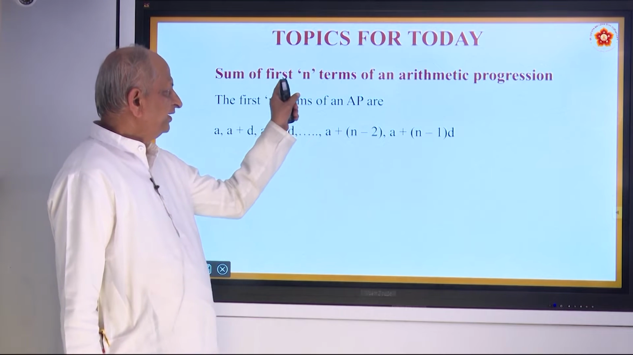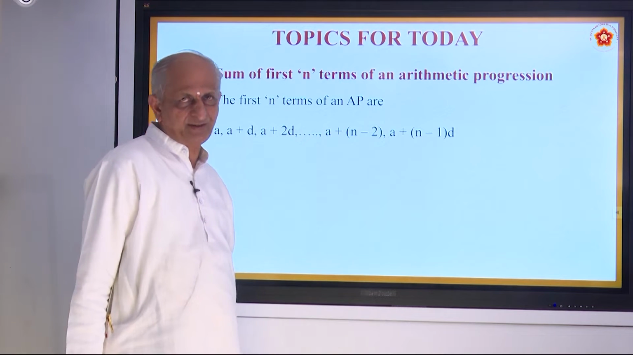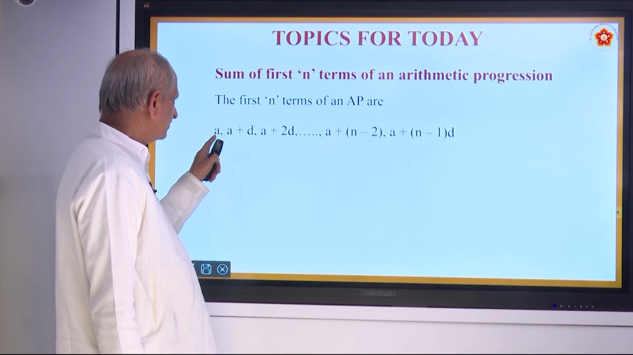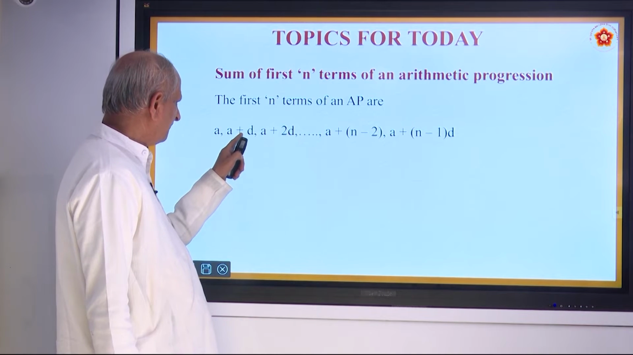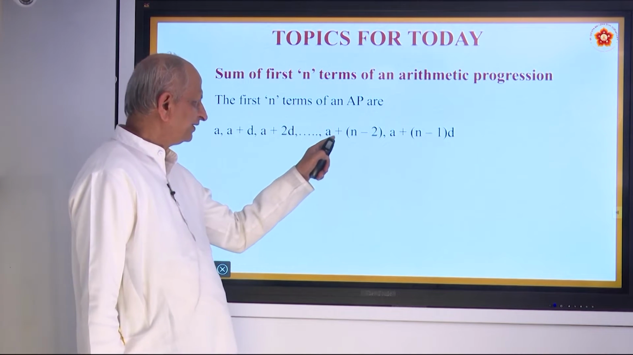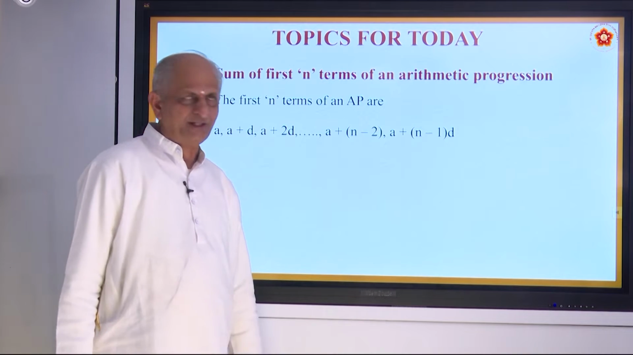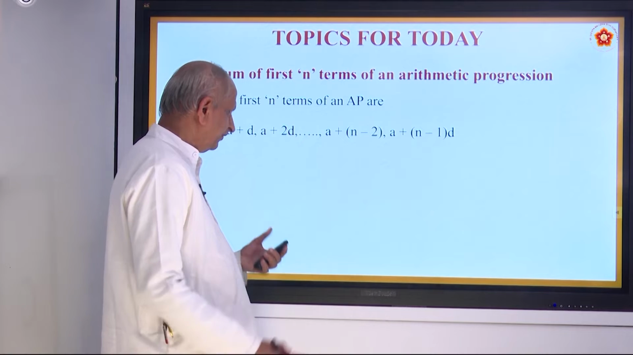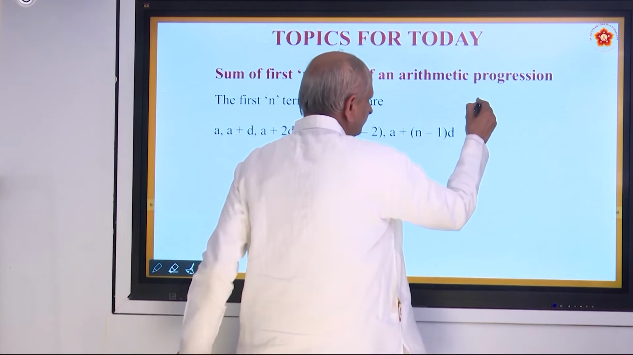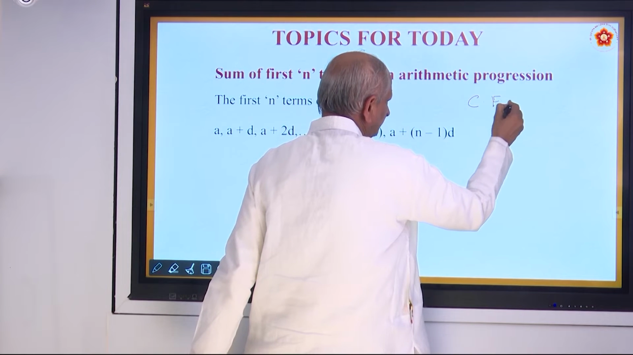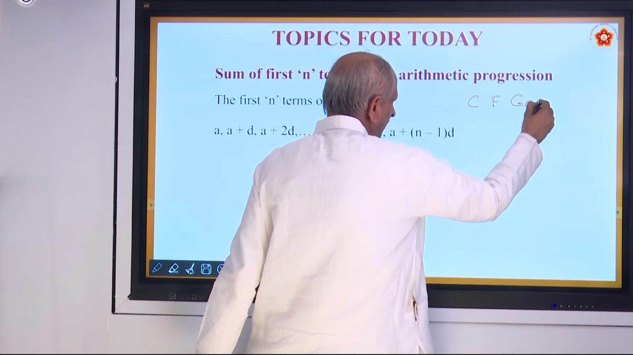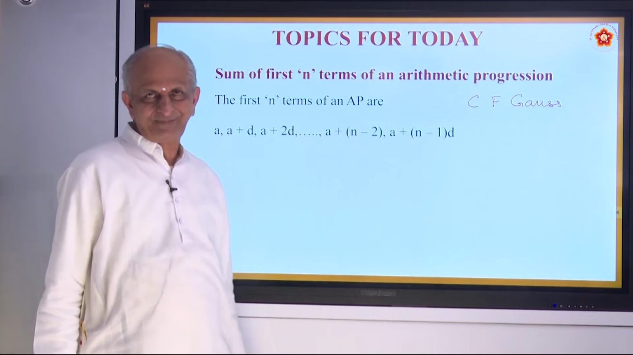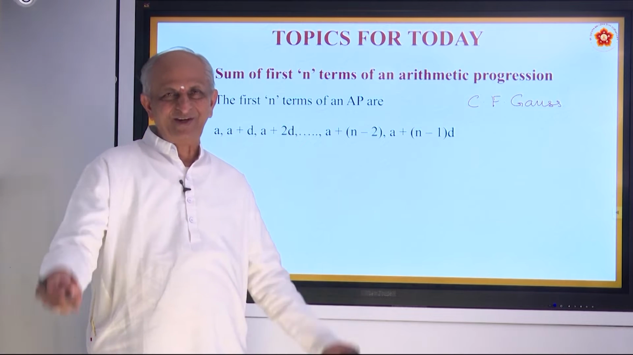Sum of first n terms of an arithmetic progression. So let the progression be a, a plus d, a plus 2d, etc. And this was discovered by a German scientist and mathematician, C.F. Gauss. He was a genius. Let us see how much of a genius you are.